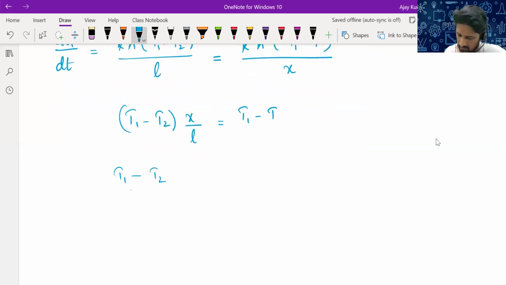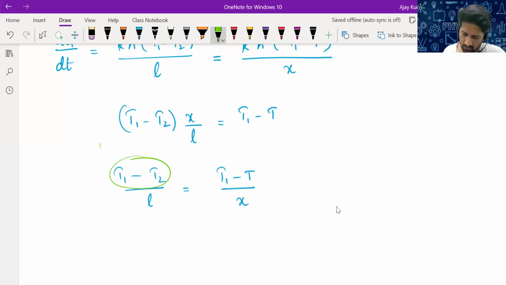T1 minus T2 divided by L is equal to T1 minus T divided by X. This way it is easier to remember and understand also. T1 minus T2 is the total temperature difference across the length L. Okay. So this is total temperature difference. L is total length.